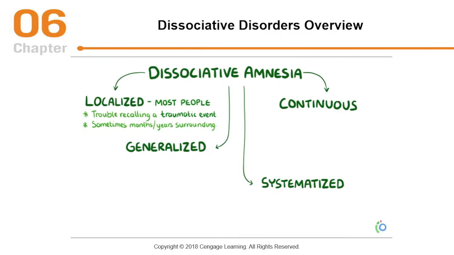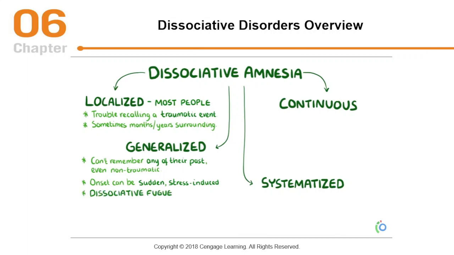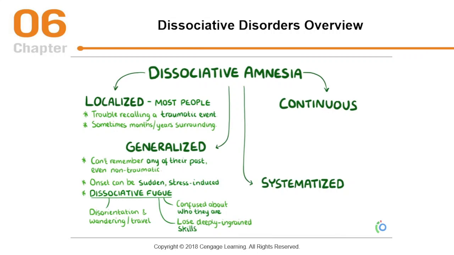Generalized amnesia is where a person can't remember any of their past, even non-traumatic parts. The onset of generalized amnesia can be sudden, stress-induced, and may be accompanied by a dissociative fugue, meaning a temporary period of disorientation and wandering or travel. In a fugue state, a person may be confused about who they are, or they may believe that they're someone else. They may also temporarily lose deeply ingrained skills. For example, a computer engineer may forget how to use a laptop.